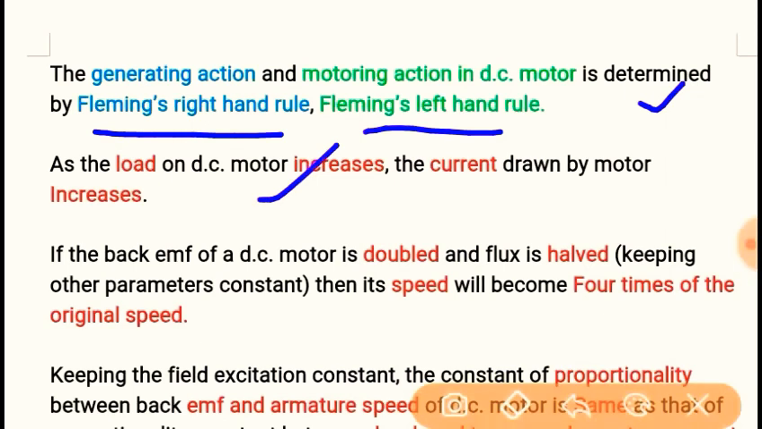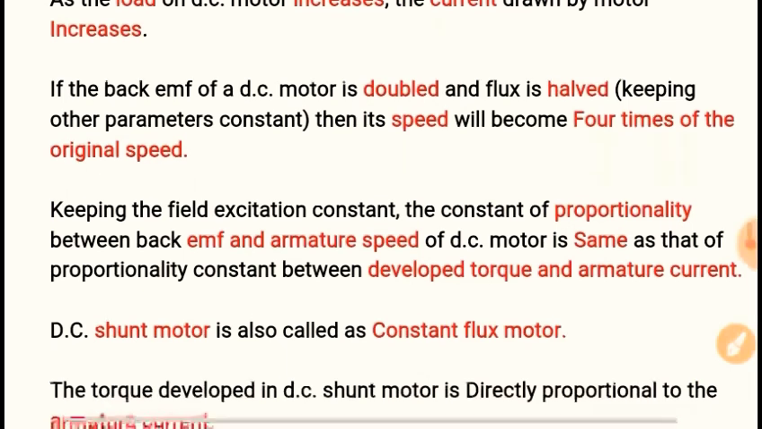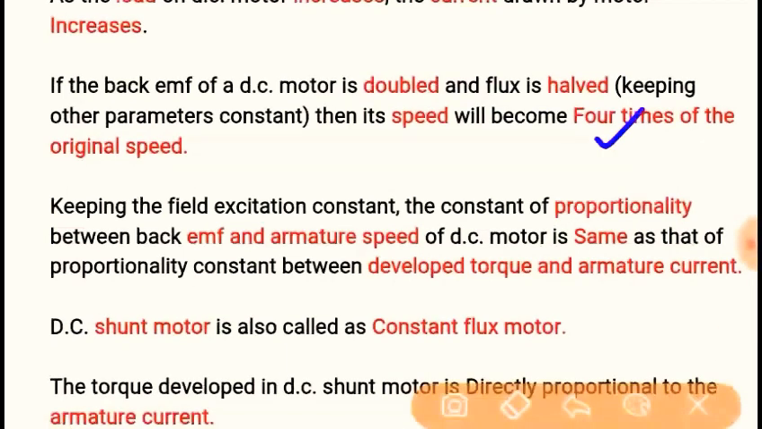Next point, as the load on a DC motor increases, the current drawn by the motor also increases. Both are directly proportional to each other. If the back EMF of a DC motor is doubled and the flux is halved, keeping other parameters constant, then its speed will become 4 times the original speed.